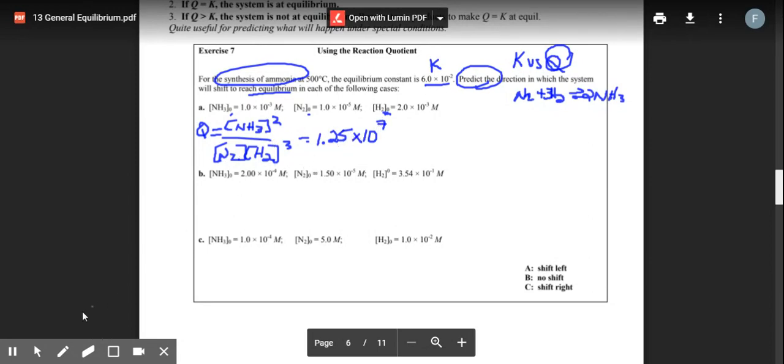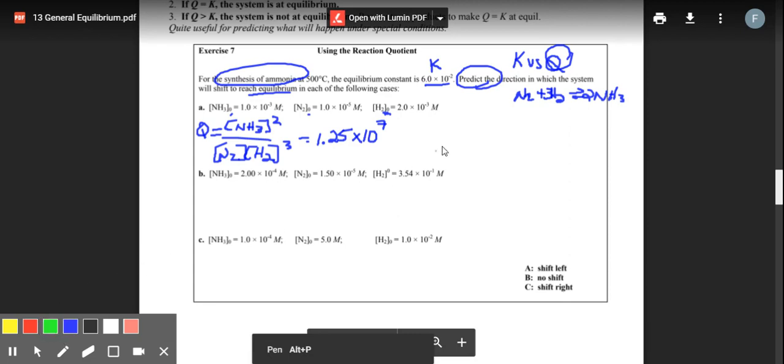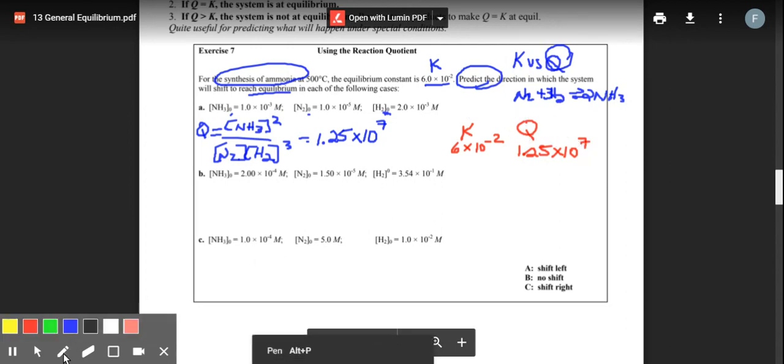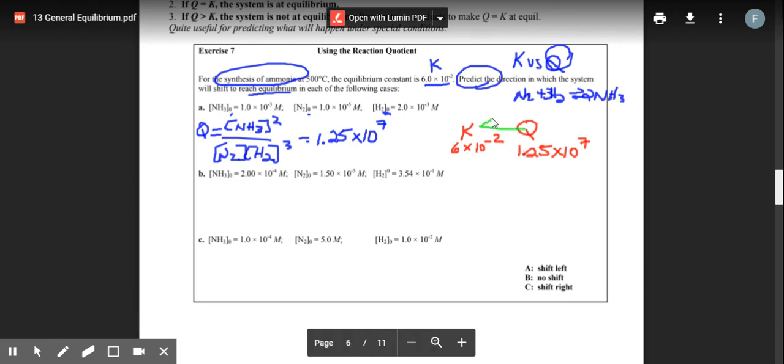Now that we've calculated Q, we get to analyze and compare it to K. So like I said, always write your K value down first. So K is equal to 6 times 10 to the negative 2. Now, let's figure out where Q is in relation to this. This is to the positive 7. This is to the negative 2. So Q is greater than K, which is 1.25 times 10 to the 7th. So if Q is greater than K, which direction is my reaction going to shift in order to reach equilibrium? I'm going to shift towards K.